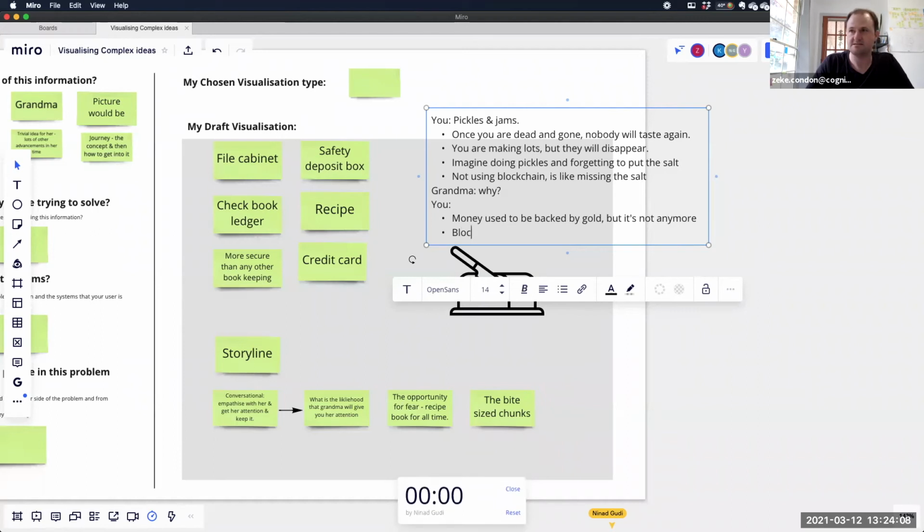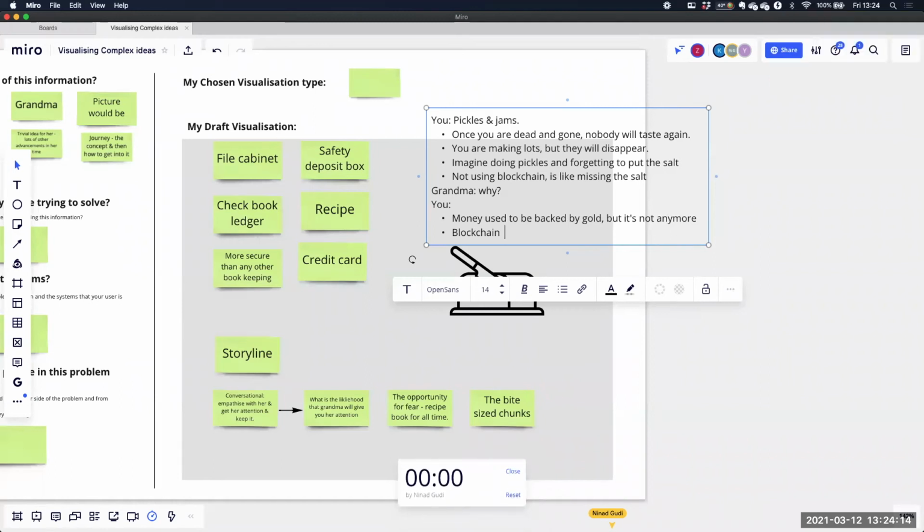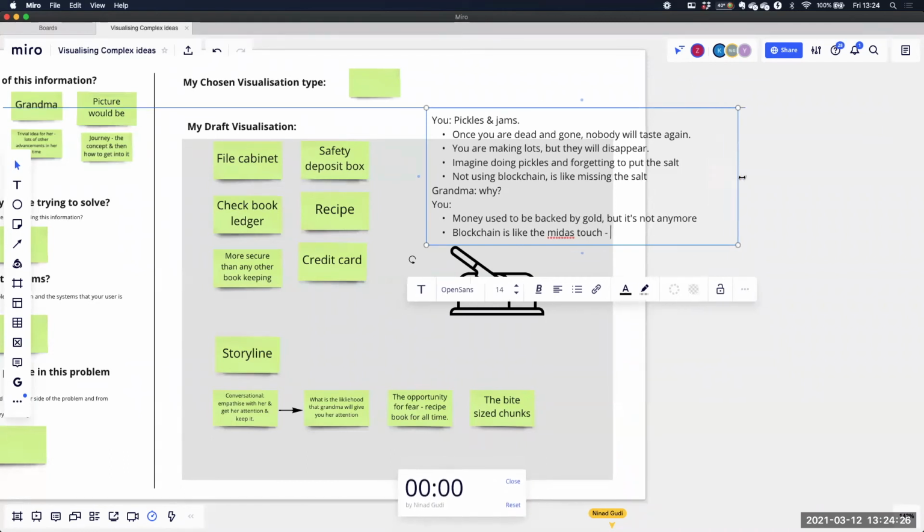Love this analogy. I love this metaphor. I love this storyline. So now what you've actually got is something that she can really relate to, because she knows what gold is. She's probably worn a gold wedding ring since she was in her 20s. She's probably heard somewhere in the news that gold isn't in the banks anymore.